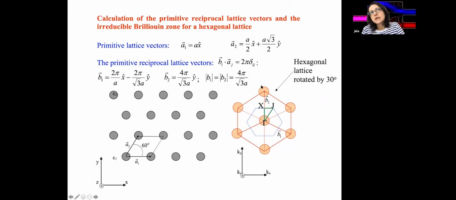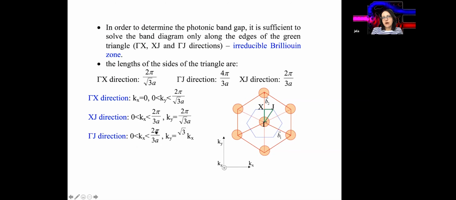So you can draw the irreducible Brillouin zone or Brillouin zone in the real space lattice. You just need to keep in mind that they're rotated relative to each other by 30 degrees, and that kx and ky directions are lined up with x and y directions. So once you have the irreducible Brillouin zone, one of these triangles, and let's pick this one, you can define these three directions. Then you calculate Bloch modes for all of these directions, and typically you use numerical methods.